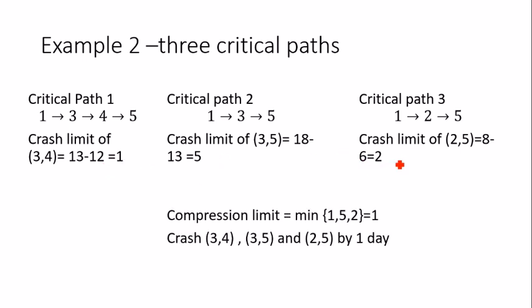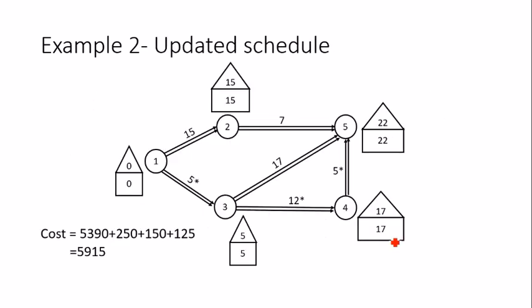So the minimum is definitely 1. So the compression limit is 1. You crash these 3 activities, 3 to 4, 3 to 5, 2 to 5, each by 1 day. So this will give you a schedule of 22 days. Again I have updated the ES and LC after updating the durations, and cost obviously you need to compute again. Here this number is okay, but this is not right because at the previous step we made a mistake. So you update that and accordingly you can see what is the new cost.